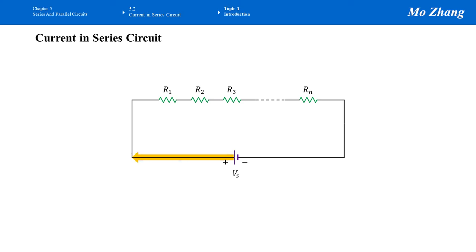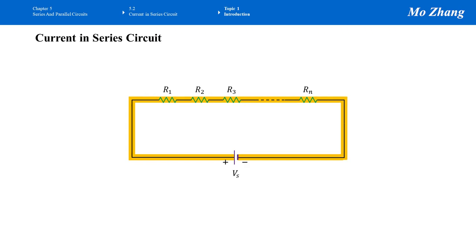And then it flows through this wire, turns, and then continues, turns again, and the current goes through each resistor. So it goes through R1, R2, R3, and a few resistors, and then it passes through the last resistor, Rn. And then turn, continue, turn, and return back to the negative terminal.